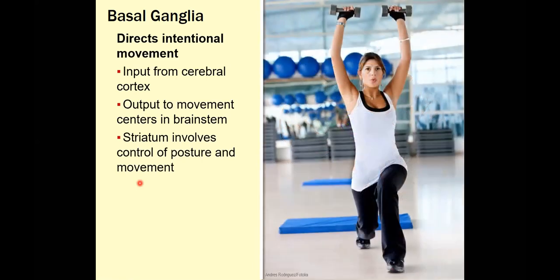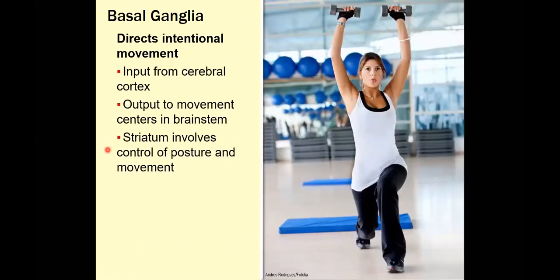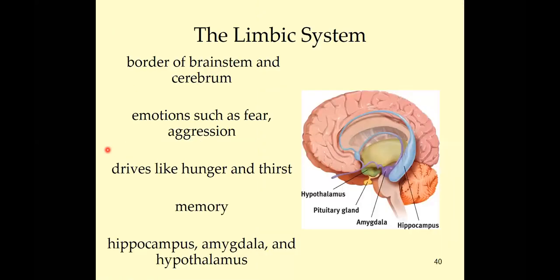Another area of the basal ganglia is involved with postural control as well. And so when damaged, you might see posture problems. Okay. Can't account for the speaking problems here, but anyways, okay, moving on.